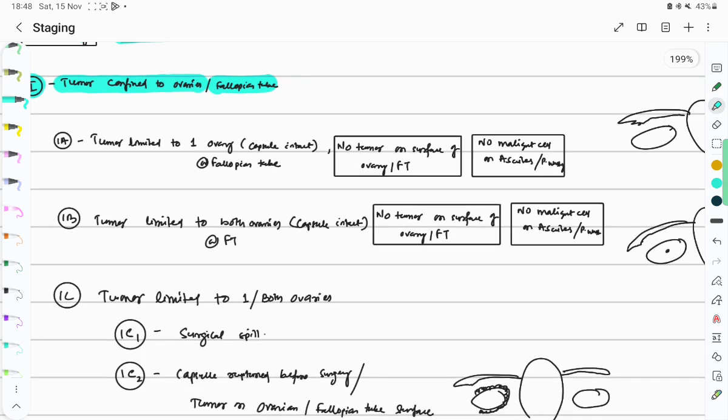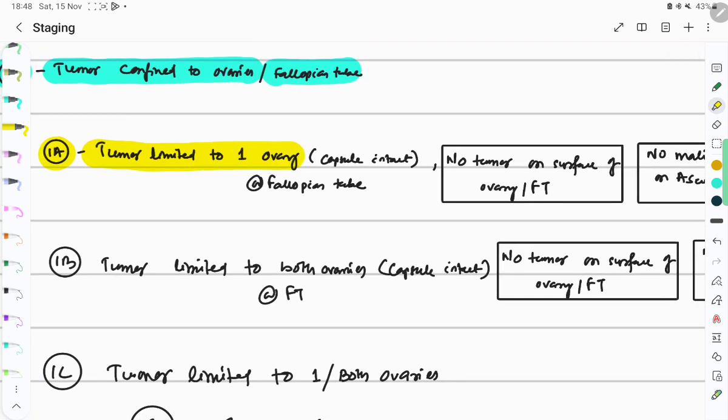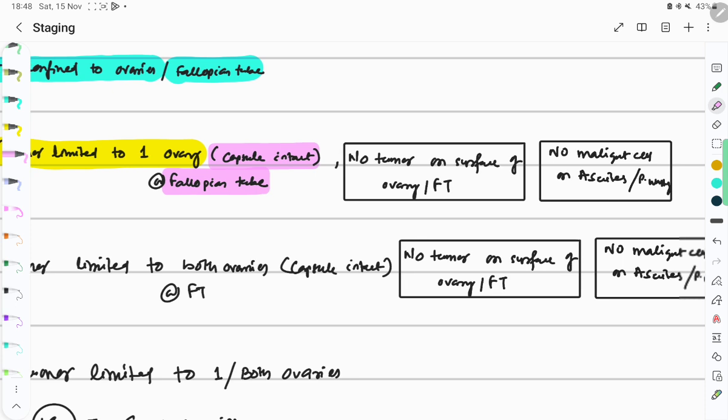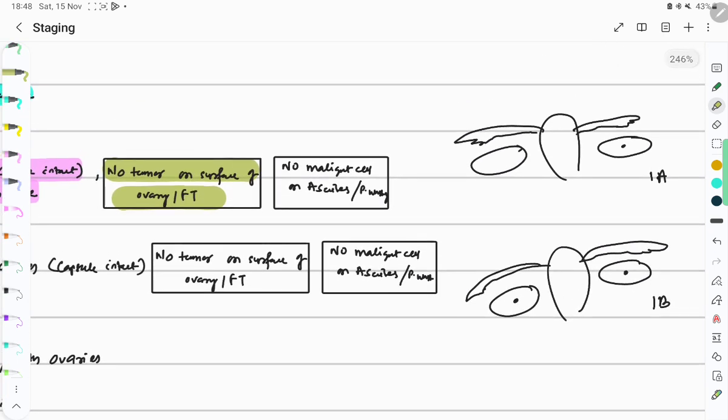Stage 1. 1A: tumor is limited to one ovary. Capsule should be intact. One ovary or fallopian tube with capsule intact, and there is no tumor on the surface of the ovary or fallopian tube. That means the ovary and fallopian tube surface is not involved.